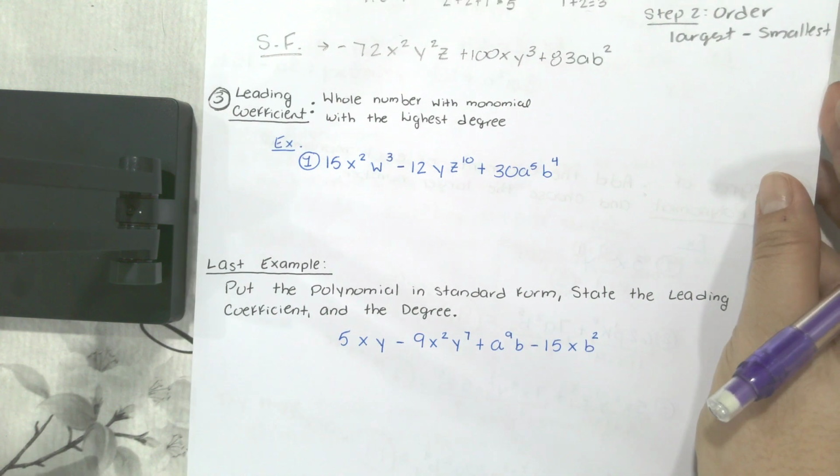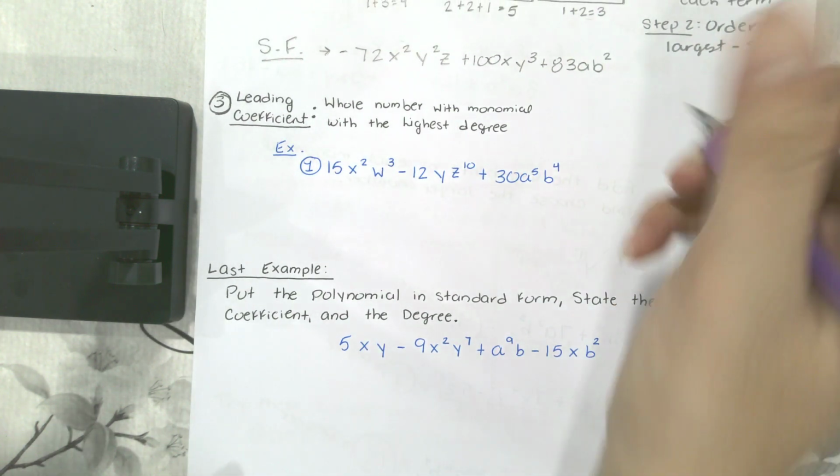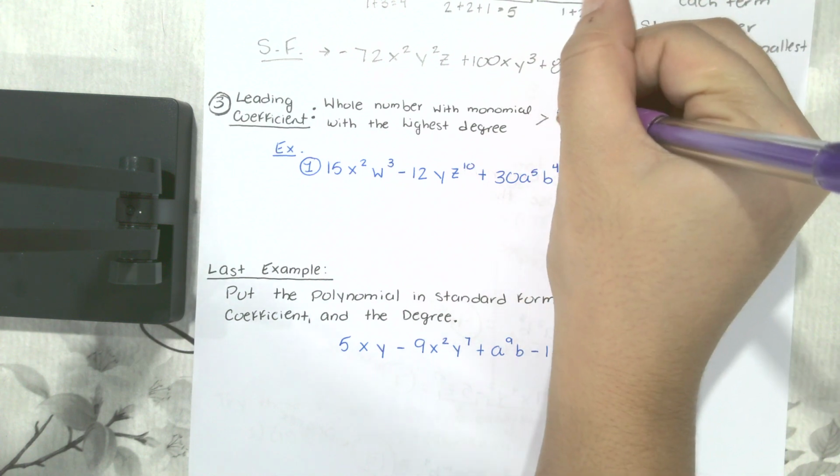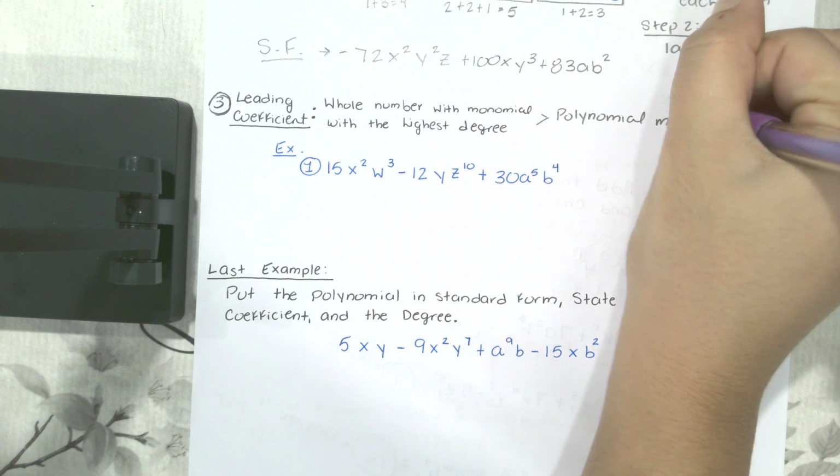Our last vocabulary term is called a leading coefficient. Now, in order to find the leading coefficient, the polynomial must be in standard form.